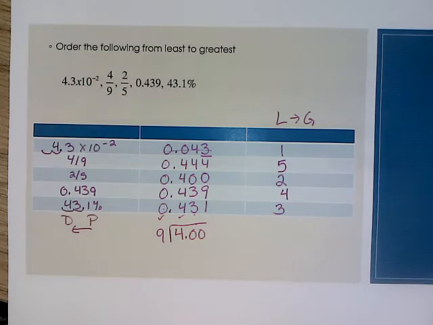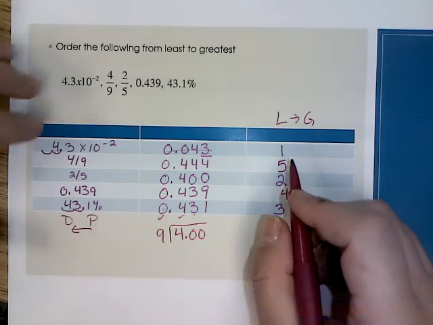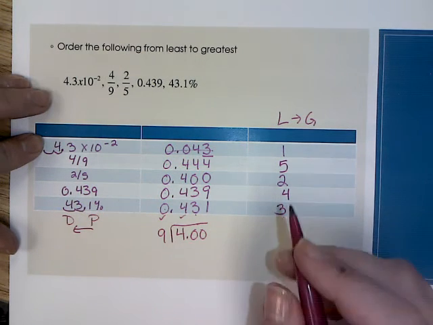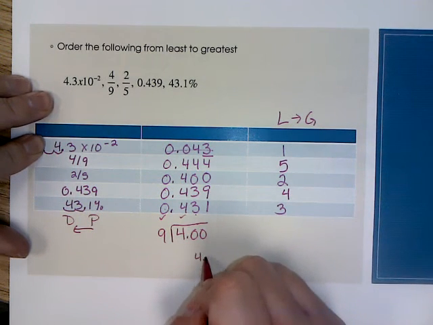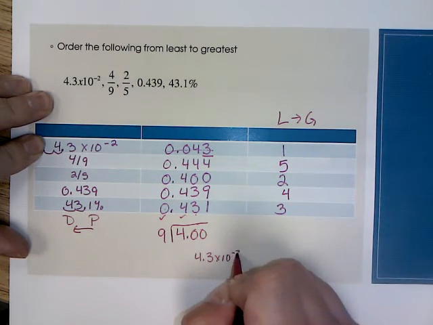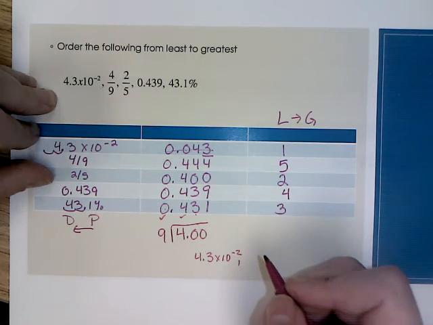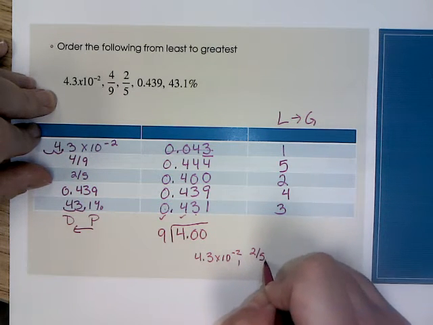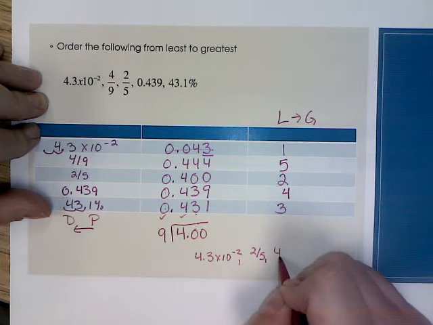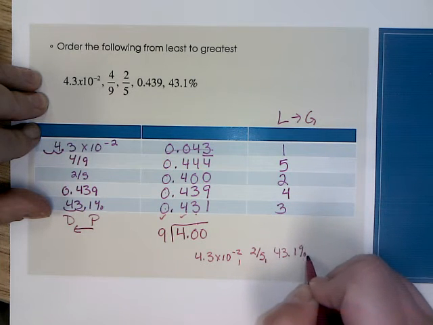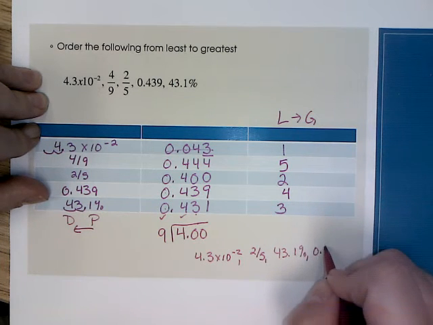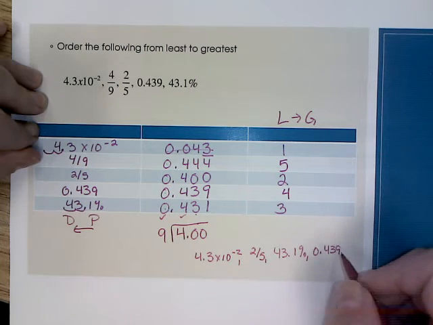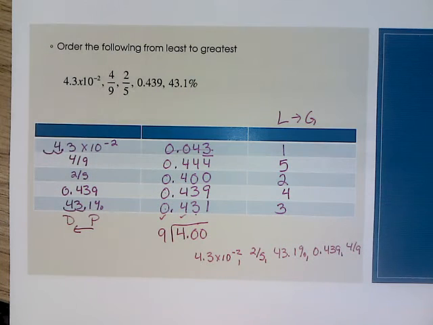So again, your last step is to write them in order. My lowest or least number is 4.3 times 10 to the negative second power, followed by 2/5, followed by 43.1%, followed by 0.439, followed by 4/9. Done.